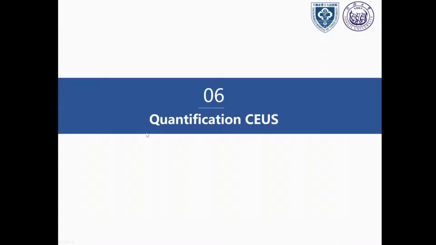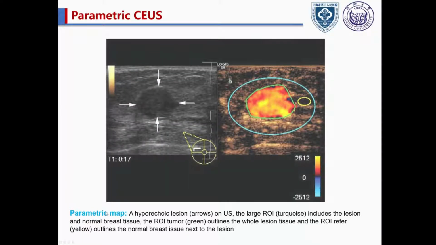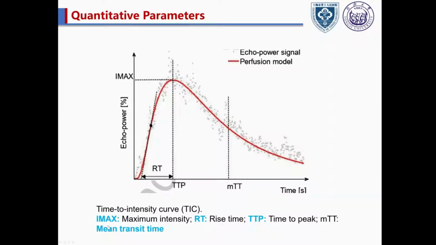Another aspect we will talk about is the quantification of CUS in breast lesions. Some parametric CUS are widely used, and this is a type of quantitative software. You can show the enhancement of the lesion and the surrounding tissue by color coding. This red map shows that the lesion enhanced earlier than the surrounding breast tissue. And also we can obtain some quantitative parameters, including expected lifetime and time to peak, mean transit time.